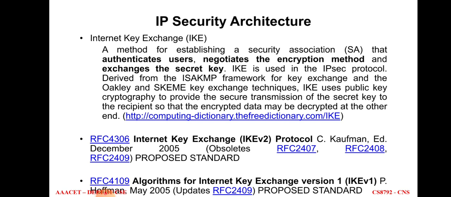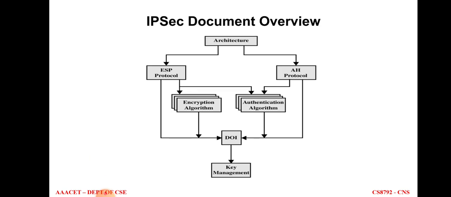ISAKMP is used for the key exchange process because IP security defines encryption, decryption, and authentication. Whenever encryption is used, we can use a secret key. For generating the key, they use a framework known as ISAKMP. We will see in detail later what that is. So this is the IP security document overview concept.